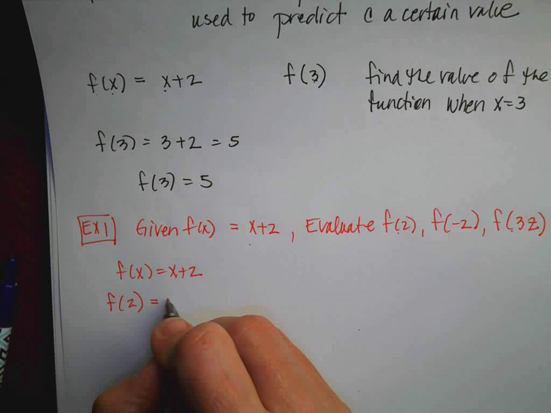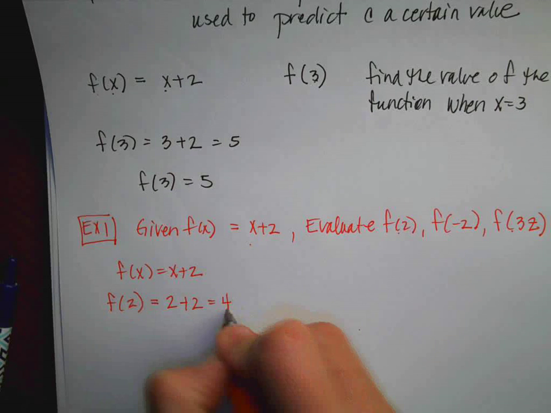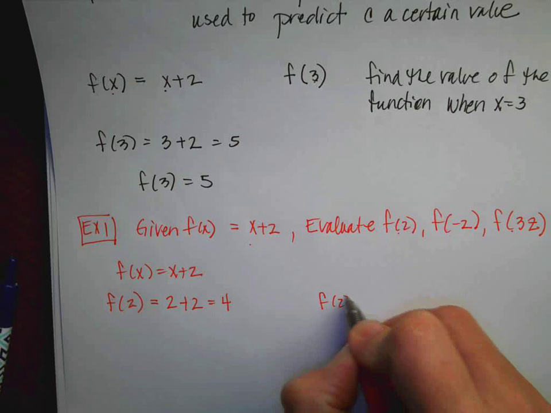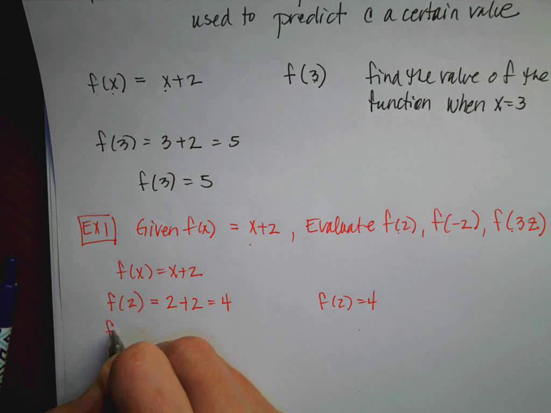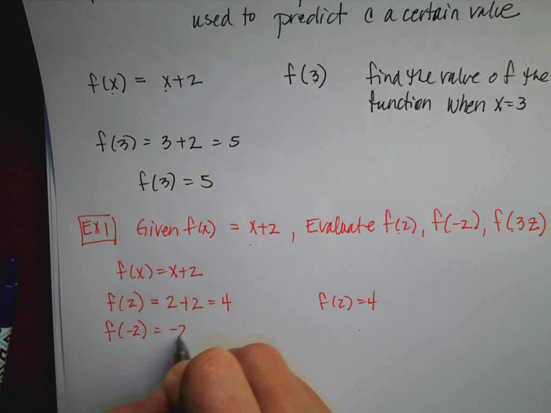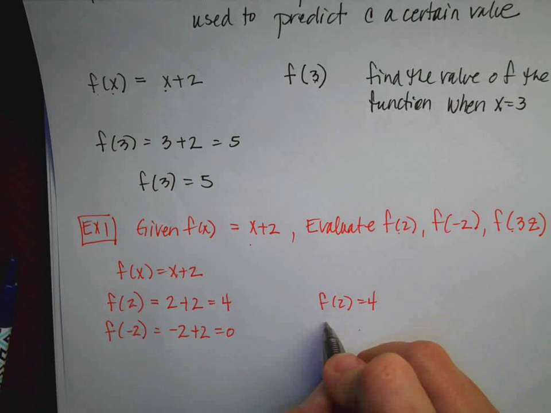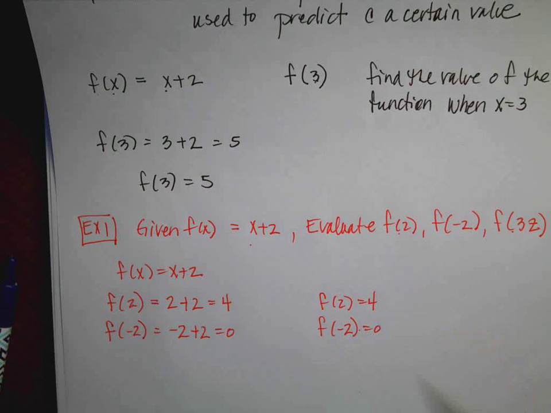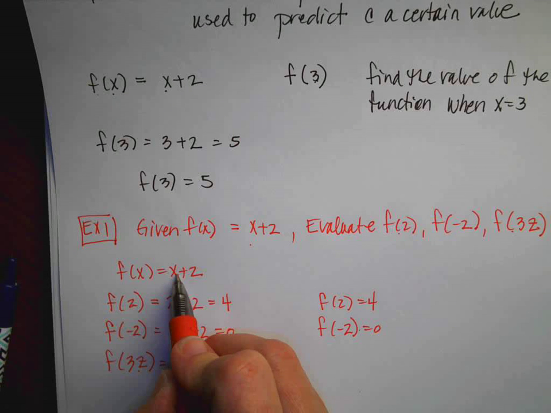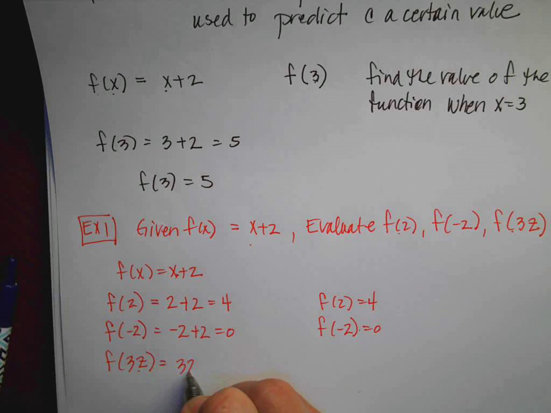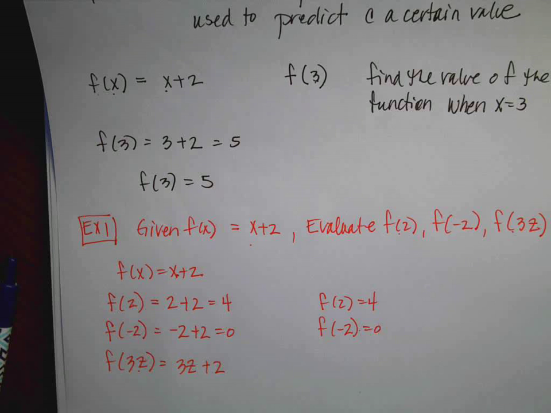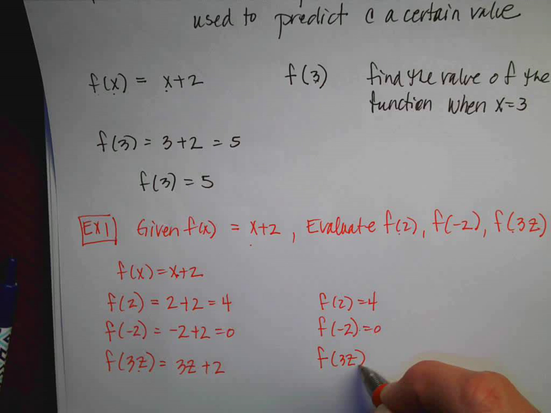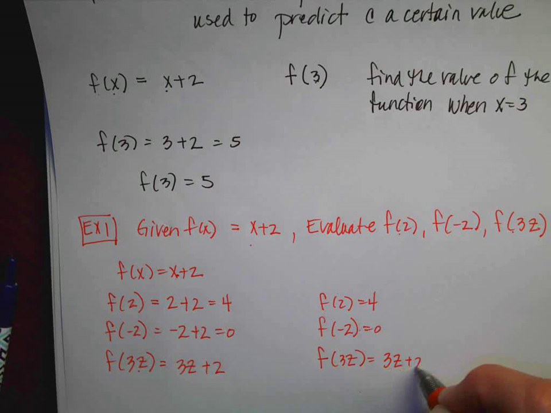And then I'm going to do f of 2. So 2 is going to be substituted in for the x, so I'm going to get 2 plus 2, which is equal to 4. And so then I'm going to write f of 2 is equal to 4. And then I'm going to do f of a negative 2, which is a negative 2 plus 2, which is 0. So f of a negative 2 is 0. Now this is a little bit crazy, f of 3z, which means this gets substituted into the function everywhere there's a variable, so it's going to be 3z plus 2. Like things play together, these aren't alike, so I'm going to say f of 3z is equal to 3z plus 2.